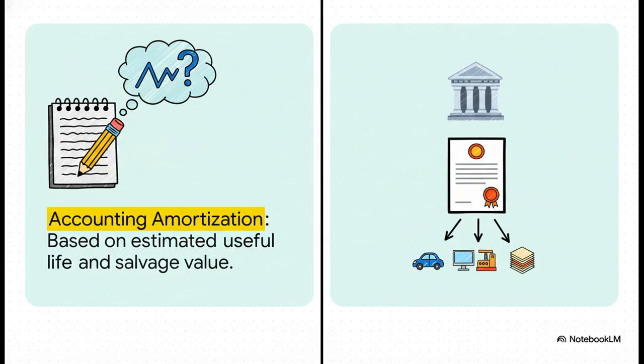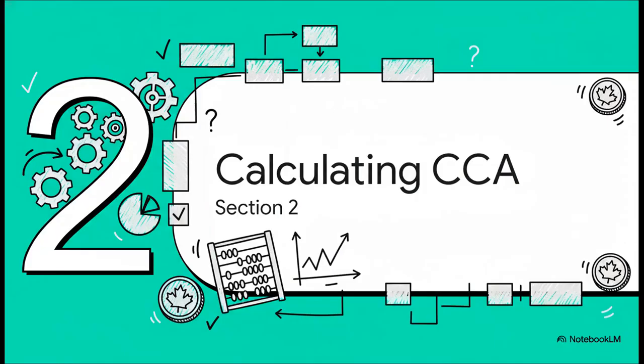But for tax, we throw all of that estimation out the window. The Income Tax Act has a rigid, prescribed system. Every asset is slotted into a specific class, and each class has a set rate of depreciation. There's no guesswork. This system is capital cost allowance. So with that distinction made, let's get into the mechanics.